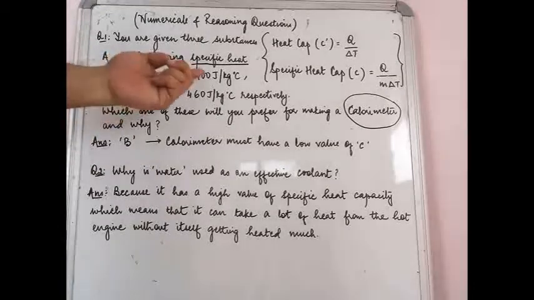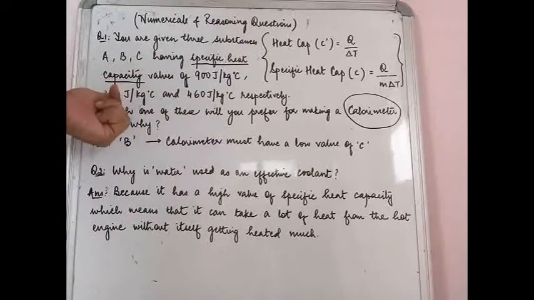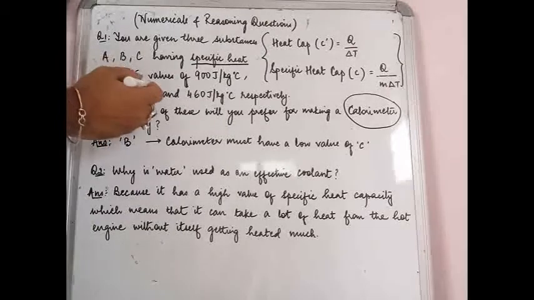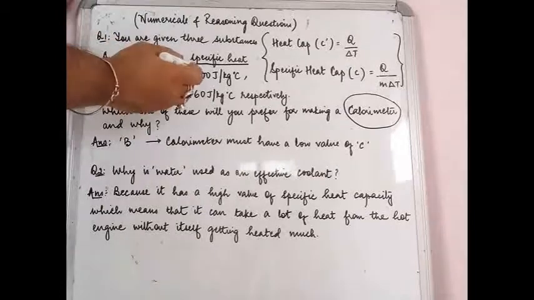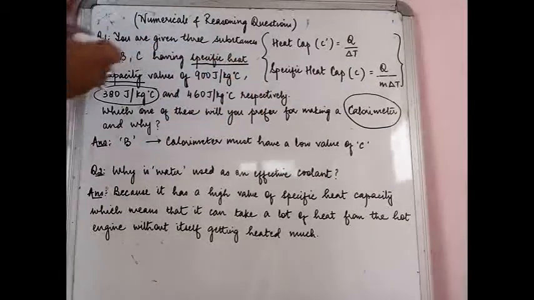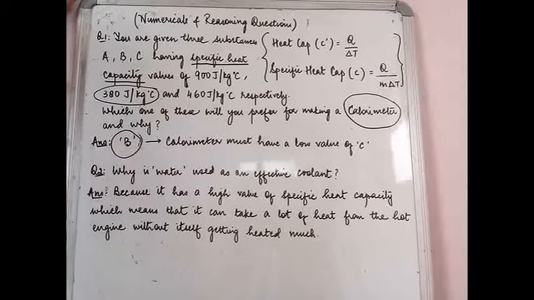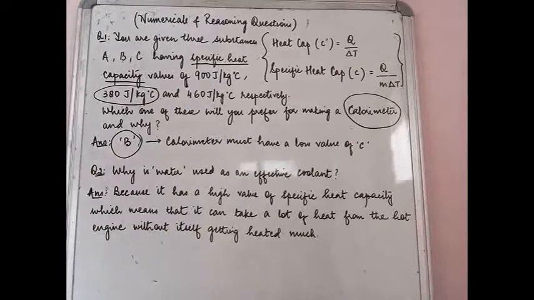So therefore, out of these three values, you can see that 380 joule per kg degrees centigrade is for B, because you see A, B and C respectively. So B will be your answer. Okay, substance B will be chosen. Okay. Now let us quickly move on to the second question, and this is a common question that you will find, but a very important one.